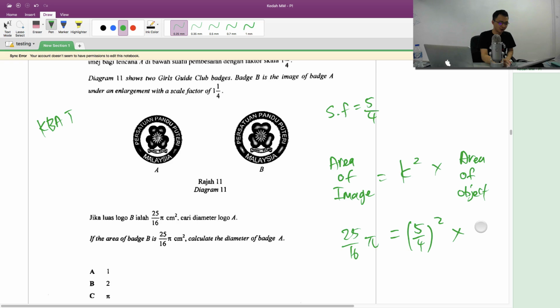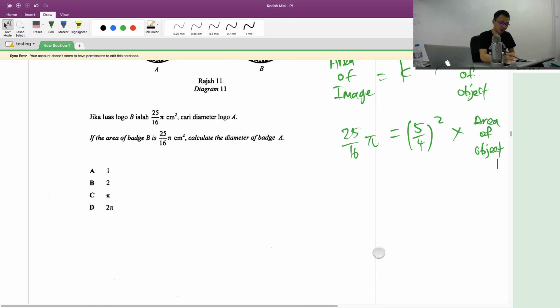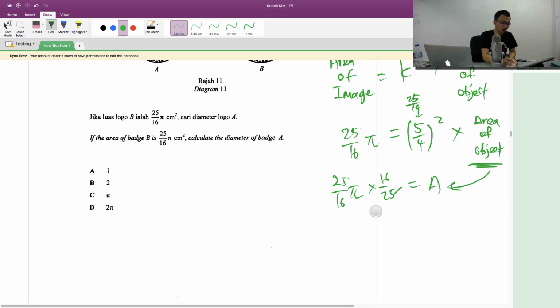So I will write area of object, or I can write A as this one. So I just need to solve this equation, then I can easily get the answer. So this is 25 over 16 pi, and this one is 25 over 16. If this is 25 over 16, I move to the other side, it actually becomes multiply 16 over 25, so equals to A. I mean the whole thing here I call it A. Alright, so 25 and 25 I simplify, 16 and 16 I simplify. The area of that one actually is pi.